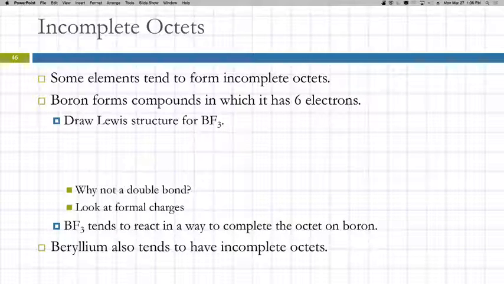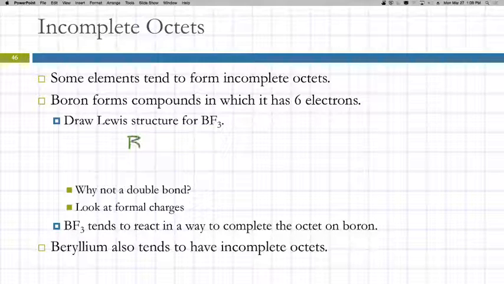So odd electrons, incomplete octets. Some elements tend to form incomplete octets. We've already seen that hydrogen and helium only want a duet. There's a couple of other small ones that tend to be happy with fewer than 8. One of those is boron. So draw a Lewis structure for boron trifluoride.